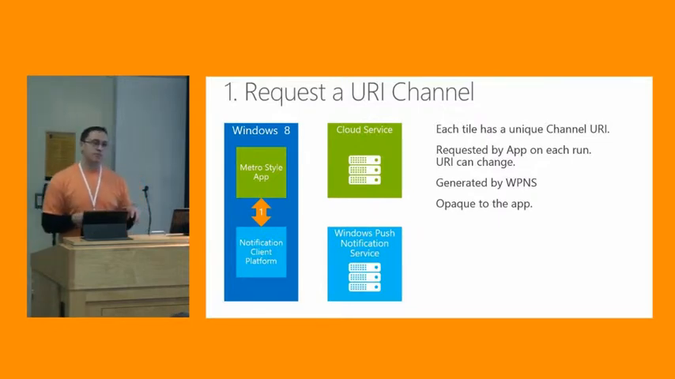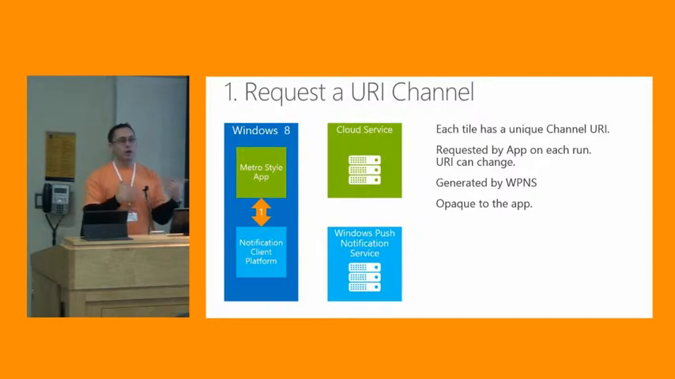Those are generated by the WPNS. We don't generate it ourselves. And they're used opaquely in the app to identify where I'm sending these notifications.